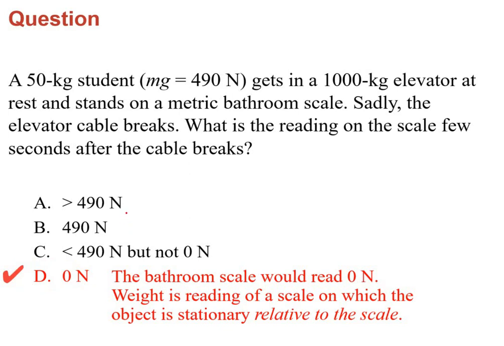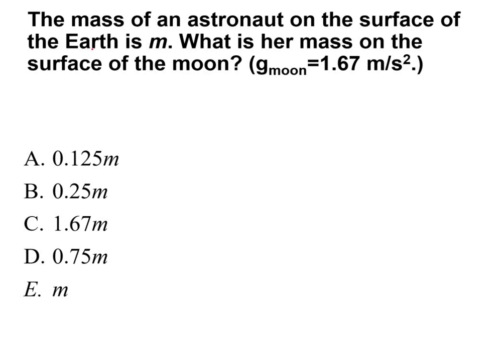Okay, let's answer another question. The mass of an astronaut on the surface of Earth is m. What is her mass on the surface of the moon, given the value of g? Pause the video, think about the answer. Okay, I probably got you on this one. It's a trick question. The mass is independent of where the person is. Even when astronauts are in space, they're weightless, but they're not massless. The mass stays the same. It's the quantity of matter in an object. So the answer is m. The weight depends on g, but the mass is independent of that.